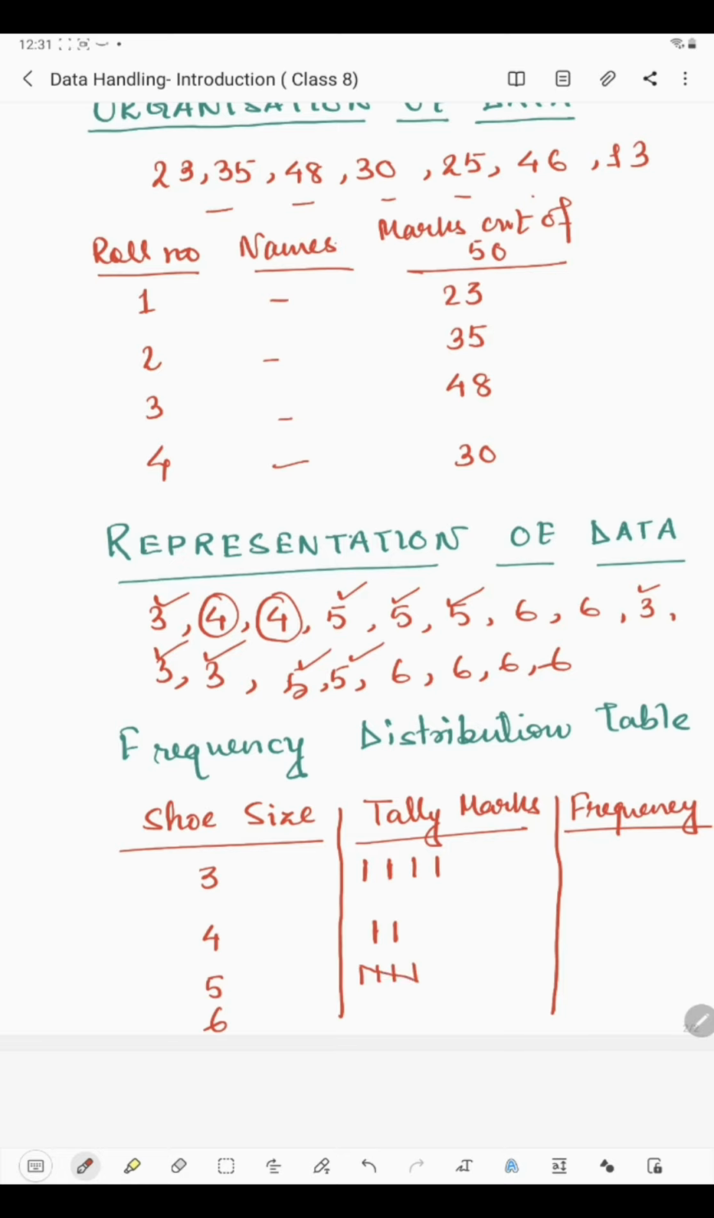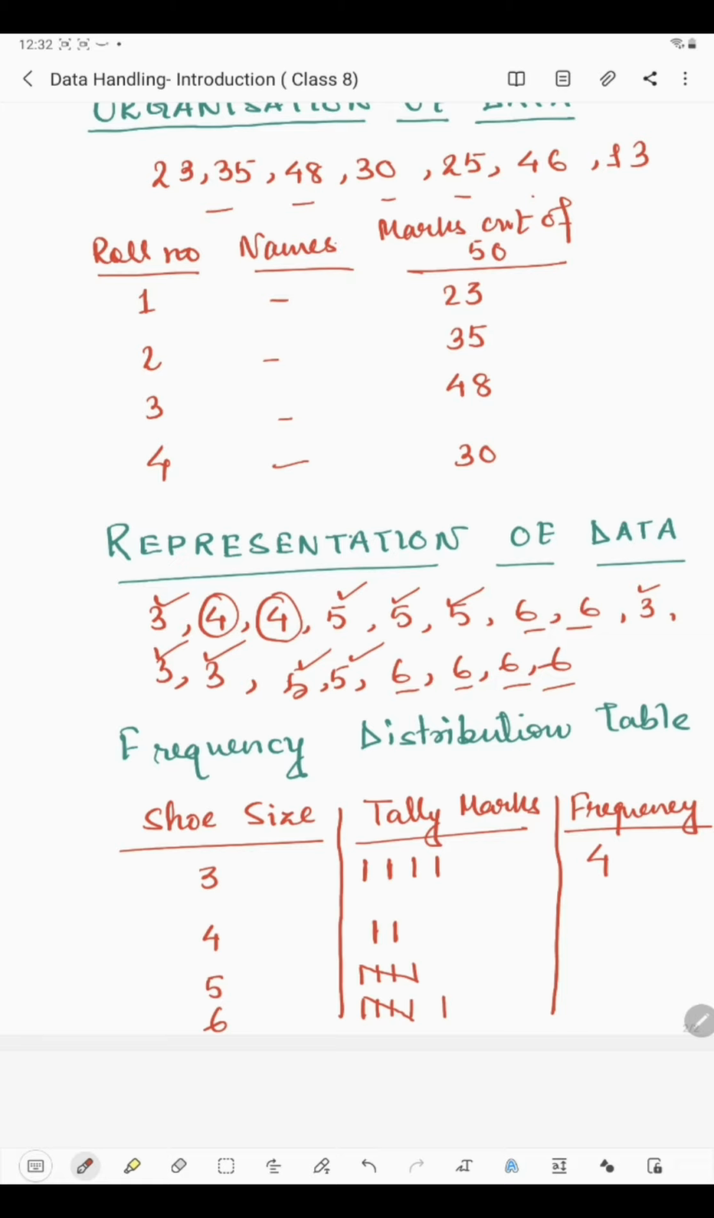After that 6 appeared, 1, 2, 3, 4, 5, and 6. So these 5 show the bundle of 5. Now in the frequency column we are going to write the number. So here we can see 1, 2, 3, 4. Here we will write the number.